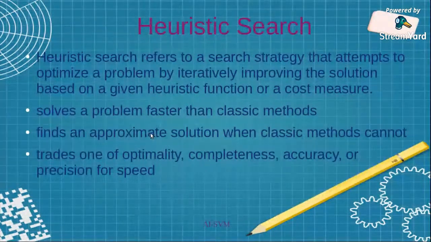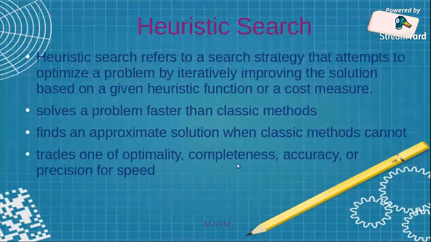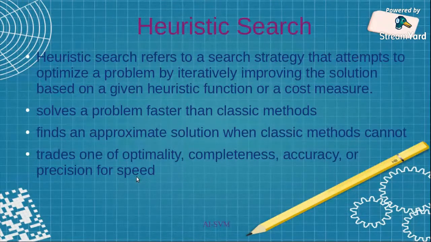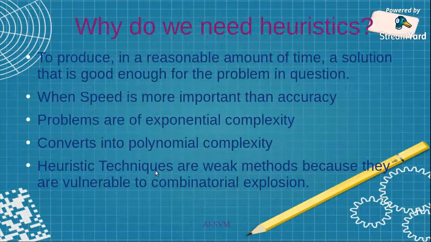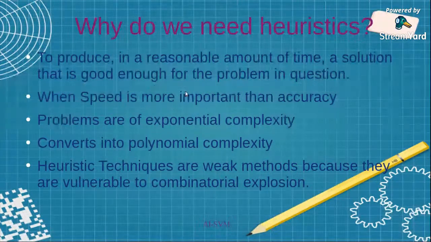An approximate answer is okay. The classical methods sometimes cannot give an exact answer because they cannot reach it, but we can think of finding an approximate solution for that. And how is this happening? There is a trade-off between optimality, completeness, accuracy or precision. One of them or some of them are not taken care of, just to make sure that we get the answer at the earliest. So you compromise in optimality or completeness or accuracy or precision to get an answer at the earliest, to produce, in a reasonable amount of time, a solution that is good enough for the problem in question.